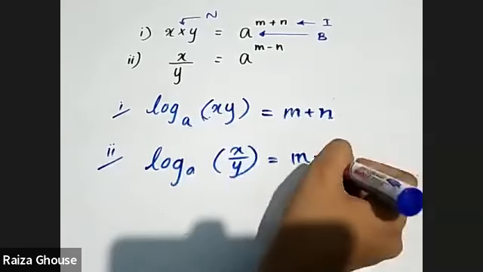A divided by y equals m minus n. Very good. Both of you tell me x over y equals m minus n.